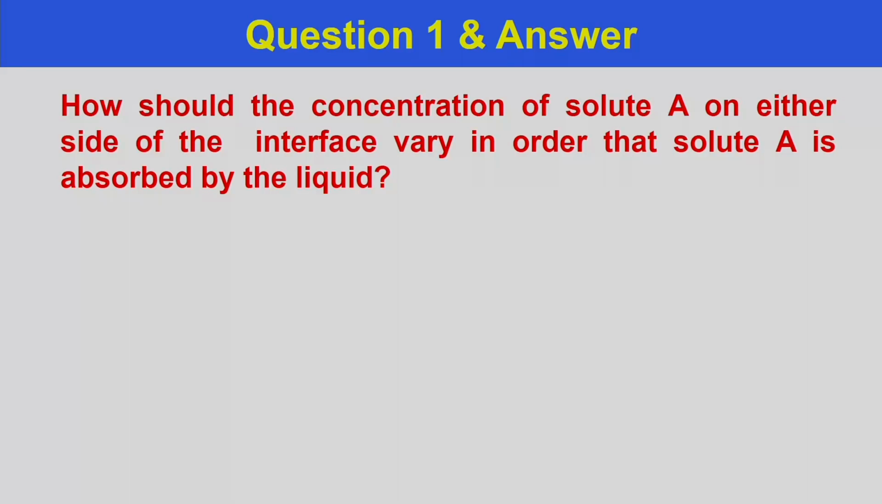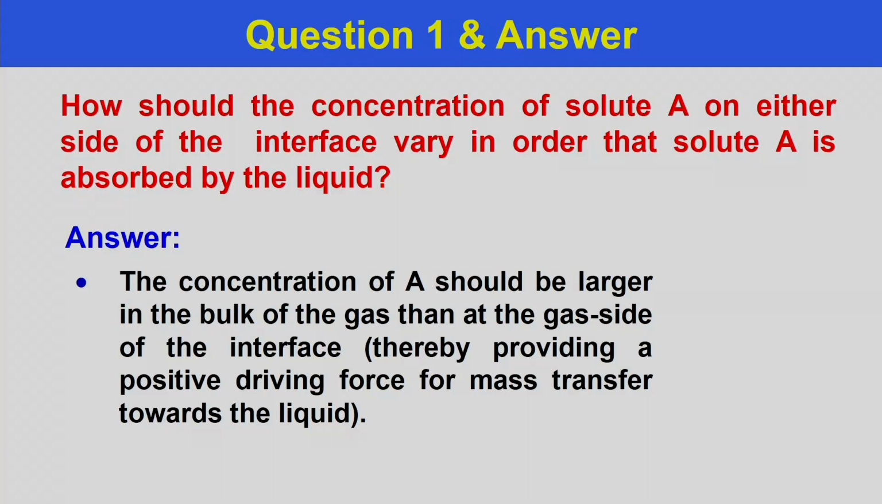So, the question is how the concentration of solute would vary, both in the gas phase and in the liquid phase, in order that the solute A is absorbed by the liquid. The concentration of A should be larger in the bulk of the gas than at the gas side of the interface. So, if we take the interface, and if this is gas, the concentration over here of the solute should be higher than the interfacial concentration.